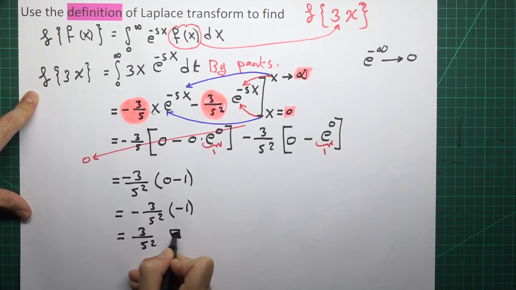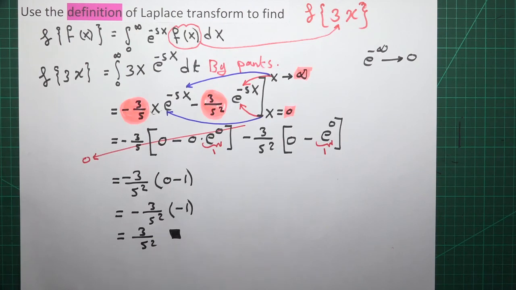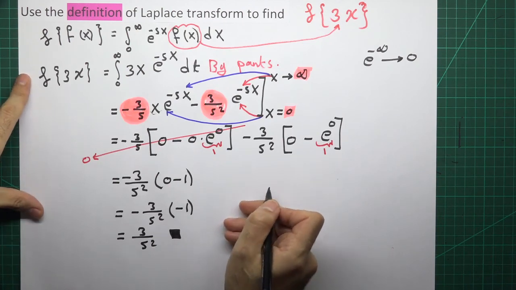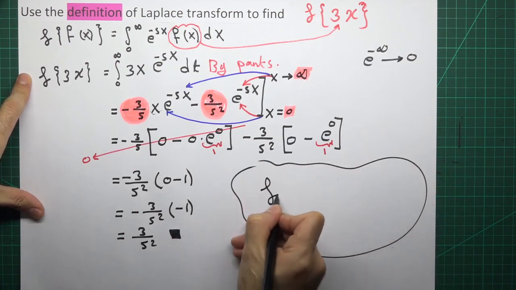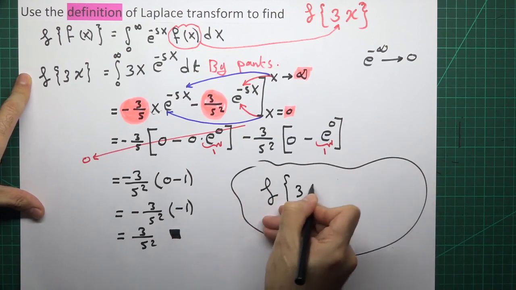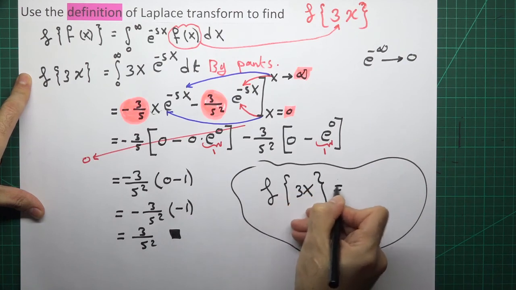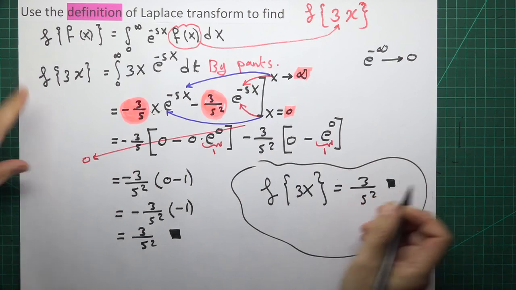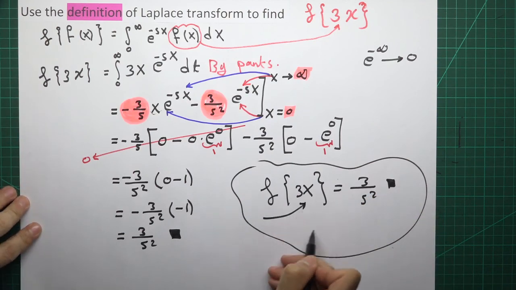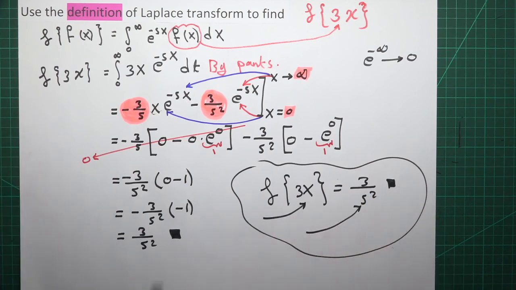بهذا نكون أوجدنا اللابلاس transform of 3x. So we can here generalize: Laplace transform of 3x equals 3 over s squared. كما ترى كان function في x وتحول إلى function في s.